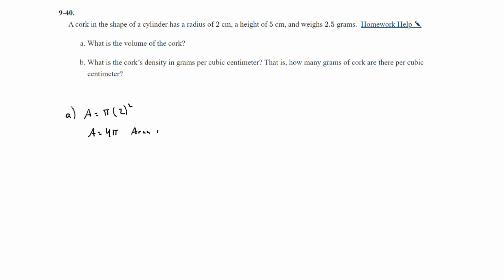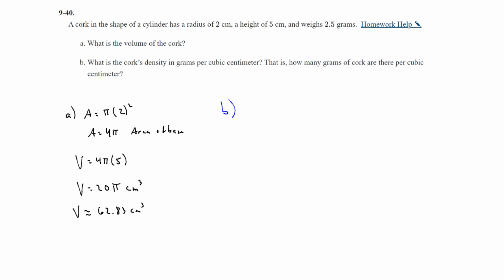So once again, this is the area of the base of the cylinder. And then we need the height, which is 5. So the volume is equal to 4 pi times those 5 layers once again, or that height as 5 centimeters. And so therefore the volume is 20 pi centimeters cubed. And we can also approximate that. So the volume approximately is 62.83 centimeters cubed. So that's for part A.